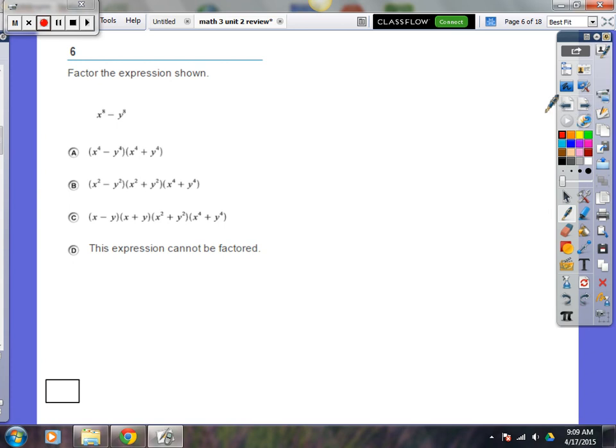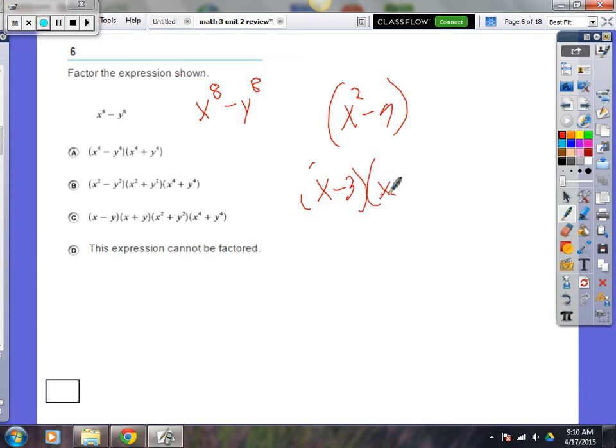6 is a good one. Factor this expression. Okay, this is x to the 8th minus y to the 8th. This is going to be a difference of squares. So if it was an easy one, it would be like x squared minus 9. This one is pretty easy because these are both perfect squares. So x squared minus 9 would factor to be x minus 3 times x plus 3. So one's going to be a minus, one's going to be a plus.